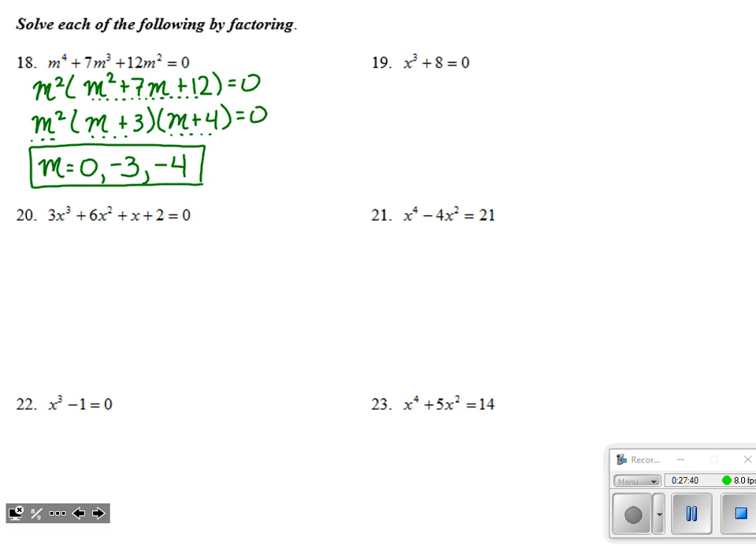For number 19, this is probably one of the trickier ones of this whole section. Here we've got a sum of perfect cubes. X cubed plus 8, I can think of that as x cubed plus 2 cubed. To factor that out, I use my sum of perfect cubes rule.